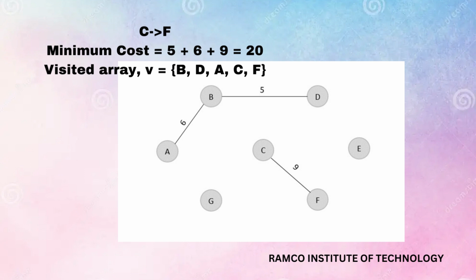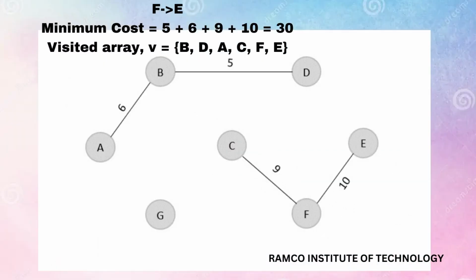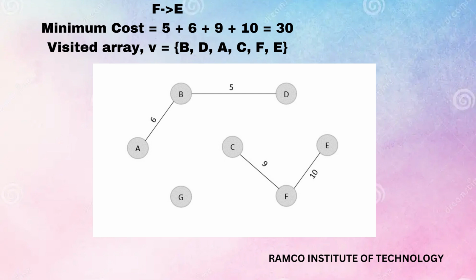All the visited vertices should be available in the visited array. All the edges should be added into the minimum spanning tree. The next least cost edge to be added to the output graph is F to E with the weight 10. So here we are adding the edge F to E in the minimum spanning tree output. The visited array contains all the visited vertices B, D, A, C, F, E.